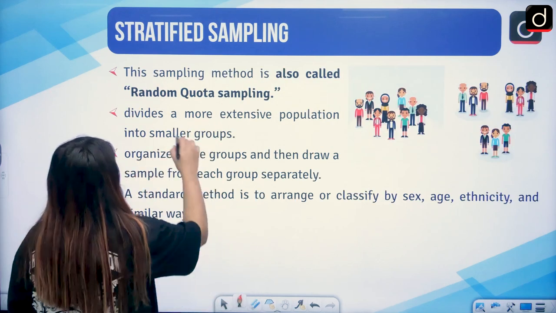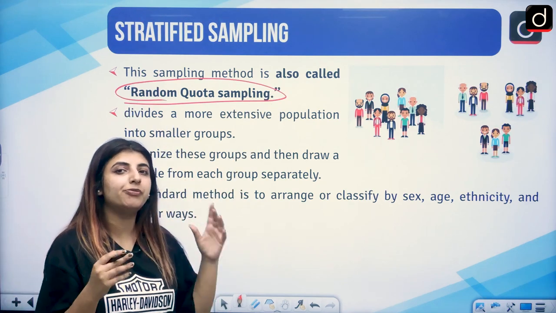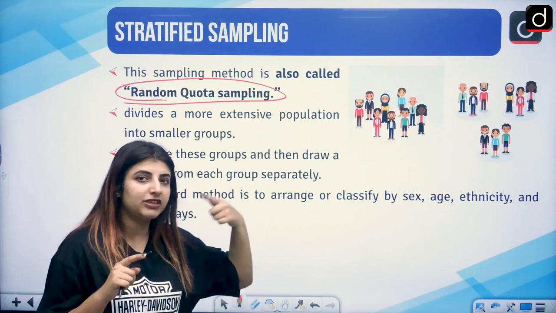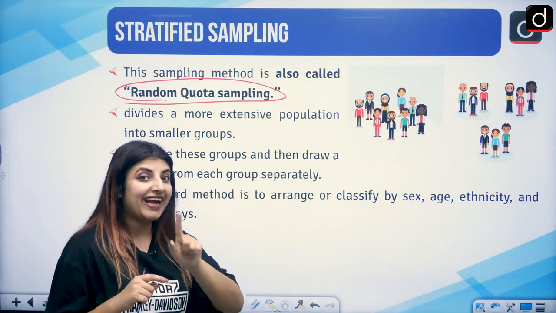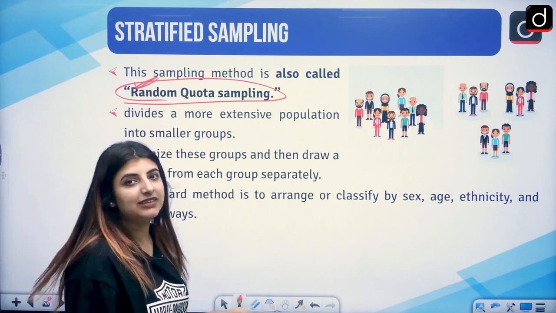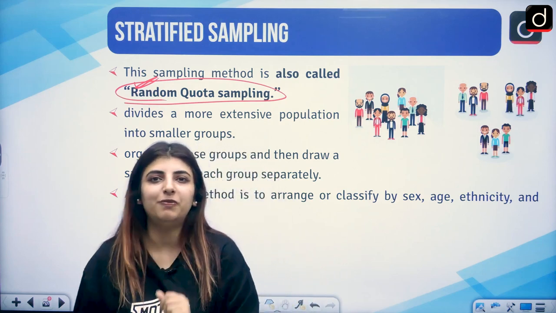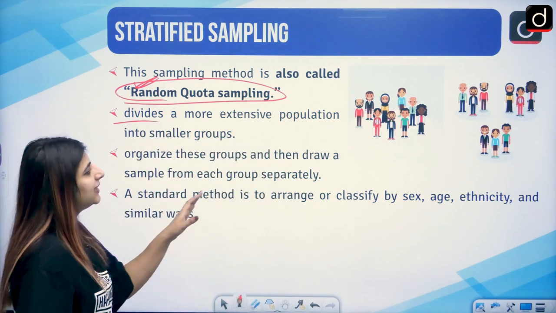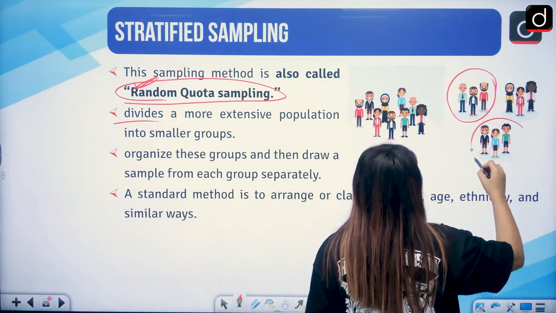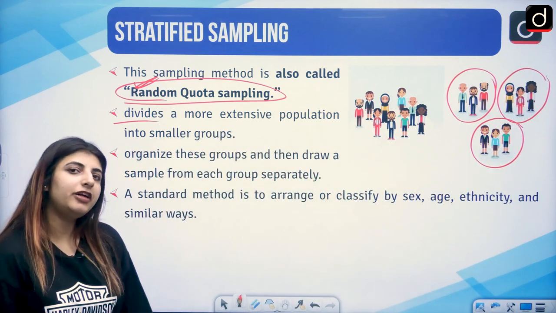This is also known as random quota sampling because we are dividing the population into two groups, but randomly. Now memorize this, why it is called random quota sampling: in non-probability sampling we are going to do a type of quota sampling. So you need to know it is random, hence it is probability. Randomness is associated with probability. Divide the more extensive population. So here you see old age people, children and women. So men, women, children are divided into different strata.